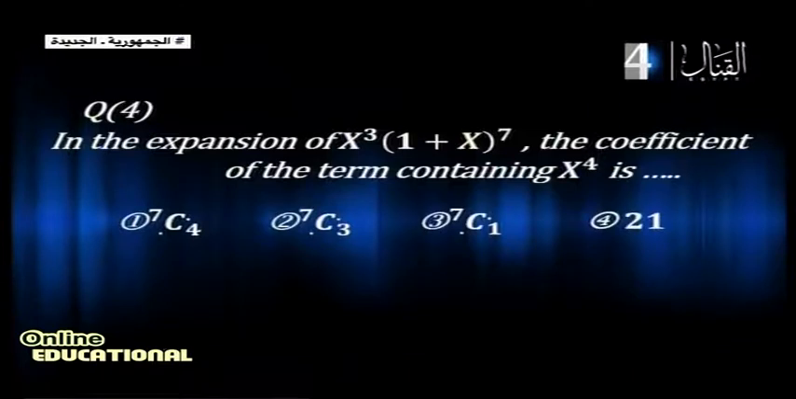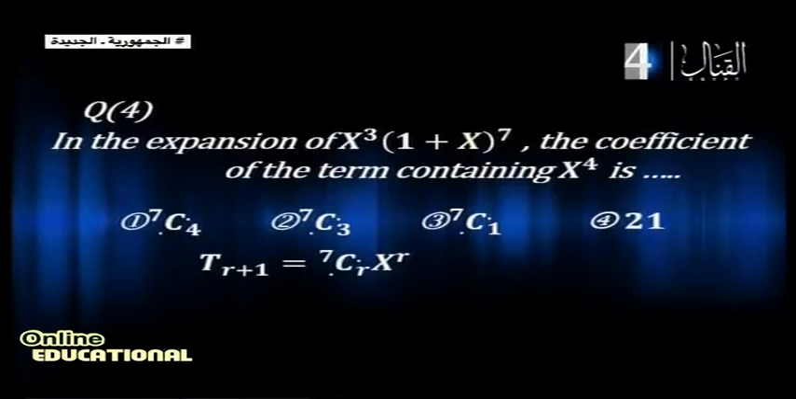Another example. In the expansion of x power 3 multiplied by the bracket (1 plus x) to the power 7, the coefficient of the term containing x power 4 is: 7C4, 7C3, 7C1, or 21. The required is the coefficient of the term containing x power 4.